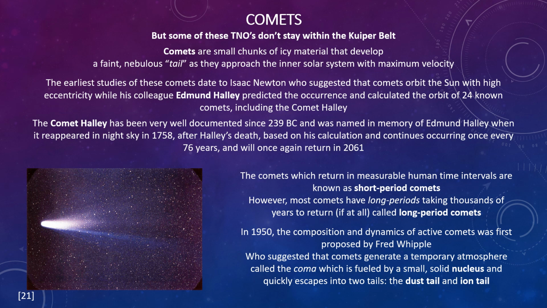Comets that return in measurable human time intervals are known as short period comets. But the majority of comets are long period comets, and some of these can take thousands of years to return if they return at all. In the 1950s, the composition and dynamics of active comets were first proposed by Fred Whipple, and he suggested that comets generate a temporary atmosphere, which is called a coma, which is fueled by a small solid nucleus inside, and this coma quickly escapes into two tails, the dust tail and the ion tail.